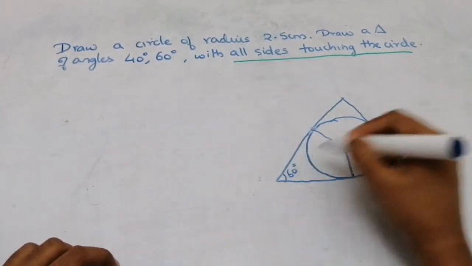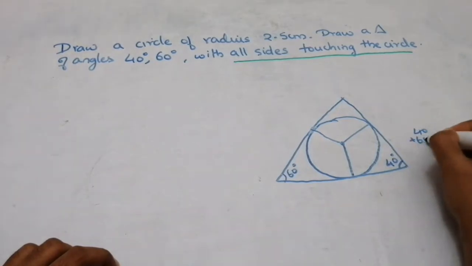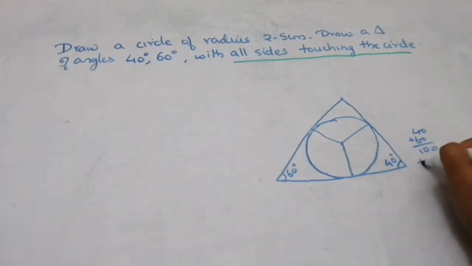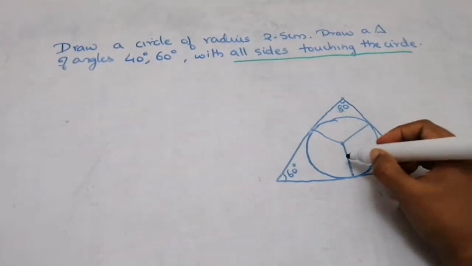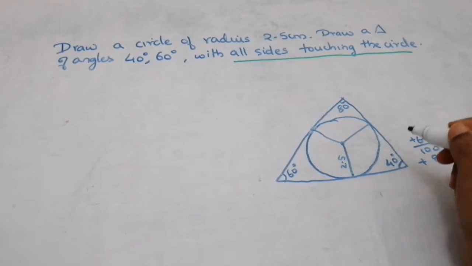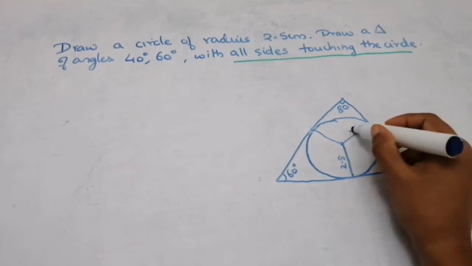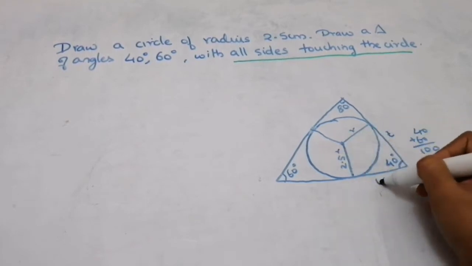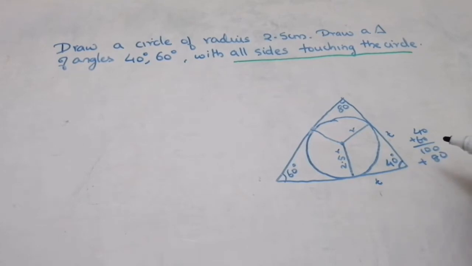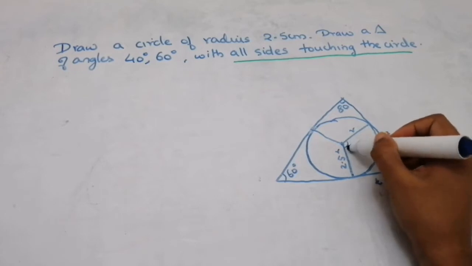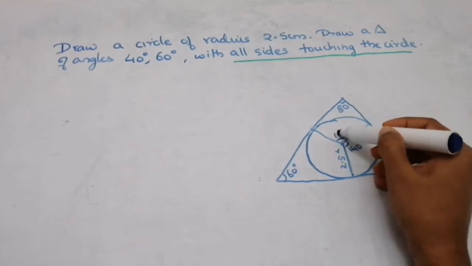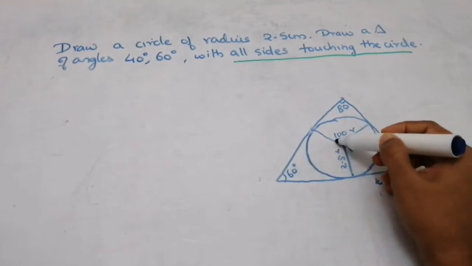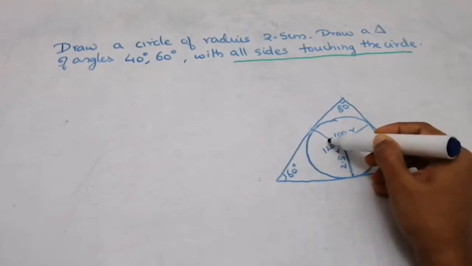So 40 plus 60 is 100. So with this 100 you have to add 80 degree, so this will be your 80 degree. This is 2.5. Now again we have a kite shape here, that is R, R, T, T. So when this kite comes, opposite angles must add to 180 degree. So if this is 40 degree, you have here 140 degree. This is 80 degree means here you will have 100 degree. This is 60 degree means here you will have 120 degree.